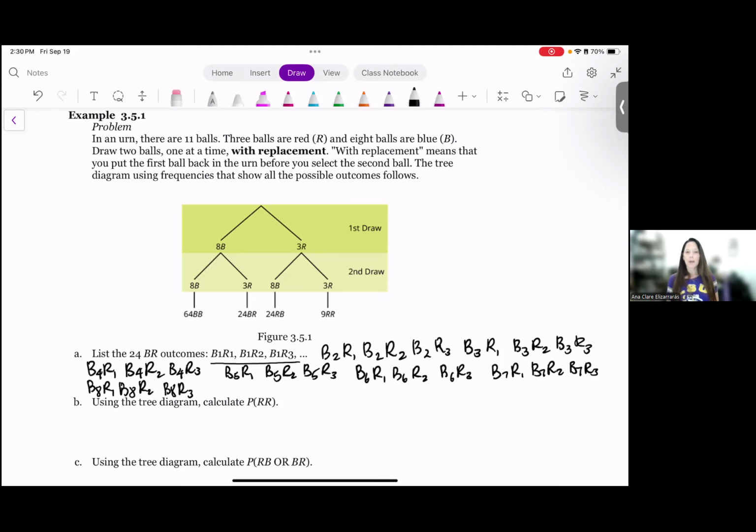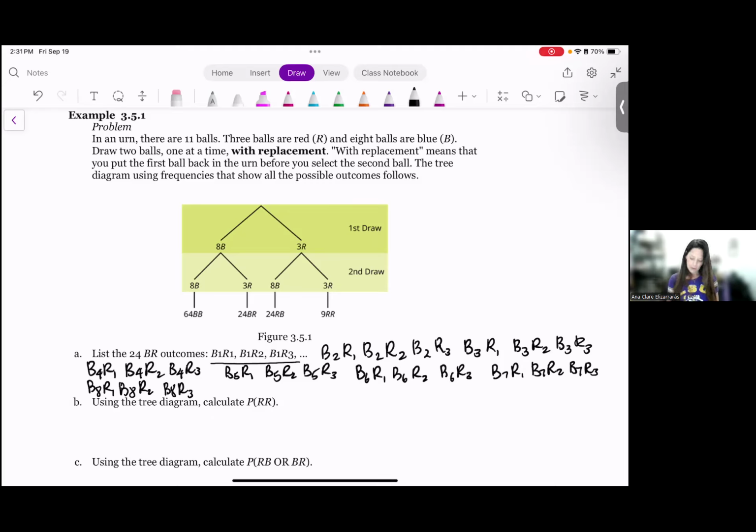Okay. Now, I'm not talking about how many ways this could happen. I'm just talking about the outcomes that are possible. So I could draw blue 2 first or second. So there's multiple ways that things like this can happen.